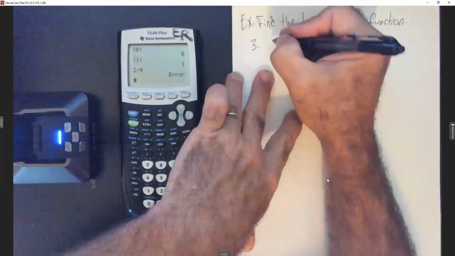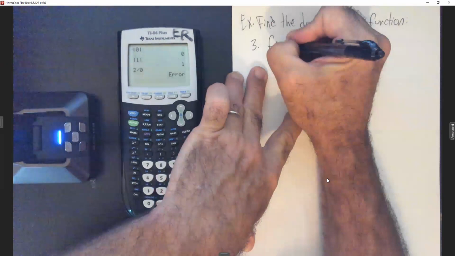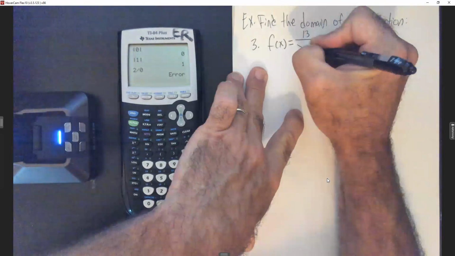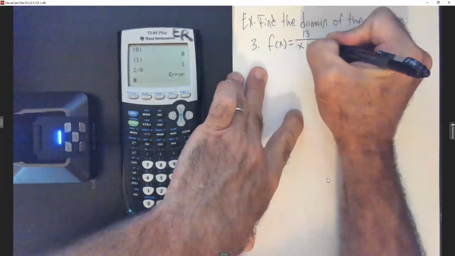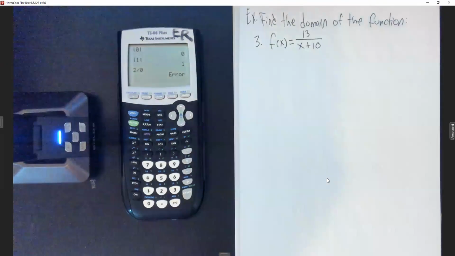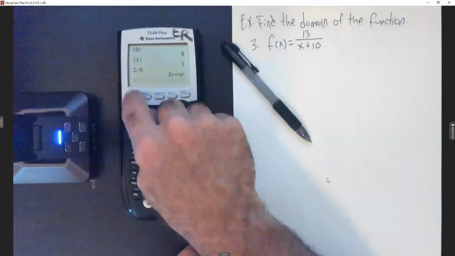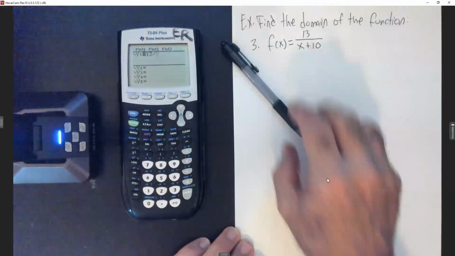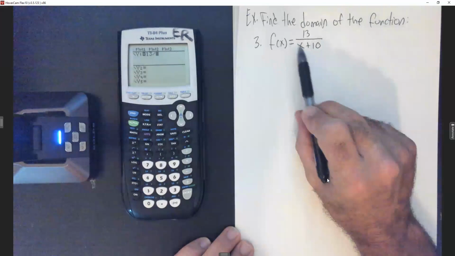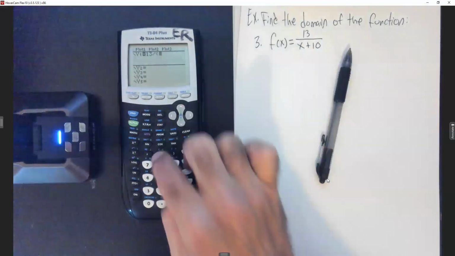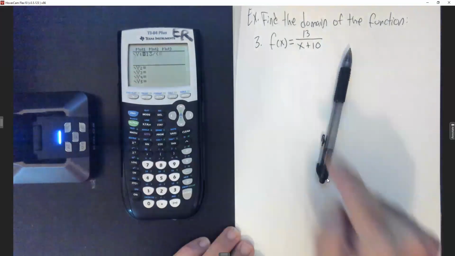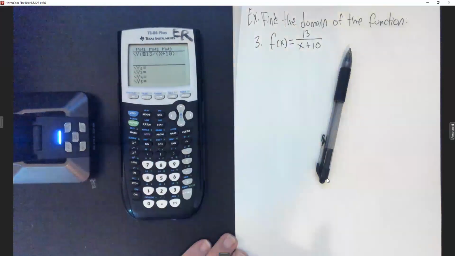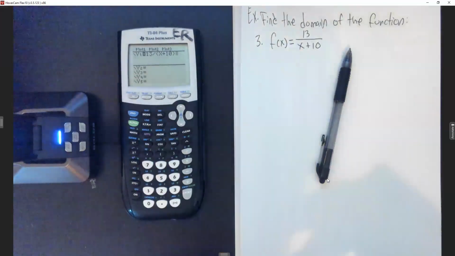The first one I got, f of x equals 13 over x plus 10. So let me show you if I was to graph that on my calculator real quick. I would do 13 divided by. Now, anytime you do fractions in a calculator, if you got more than one part, you got to put that part in parentheses. So since the x plus 10 made two parts, I got to put the x plus 10 in parentheses in the calculator so that it knows that that's the bottom of the fraction.